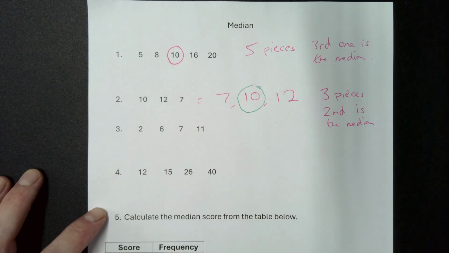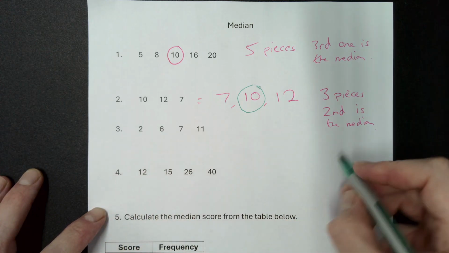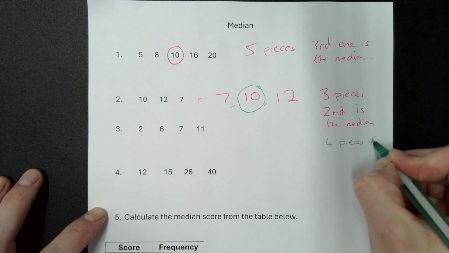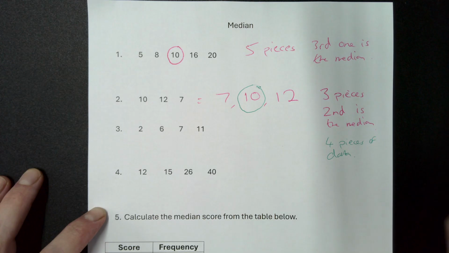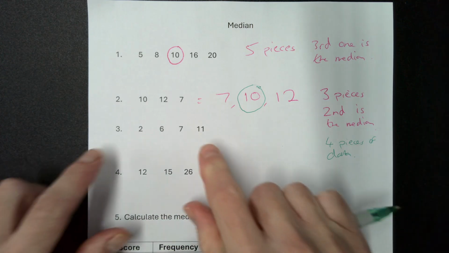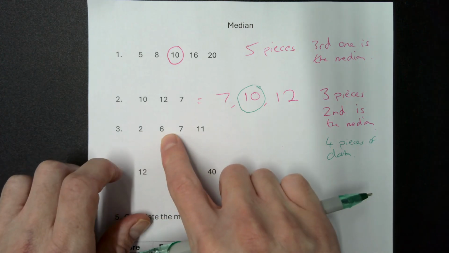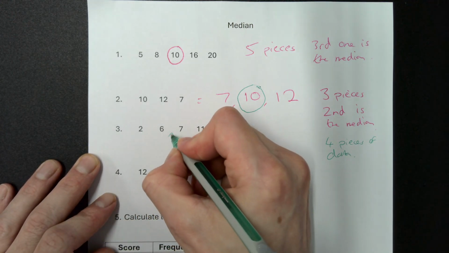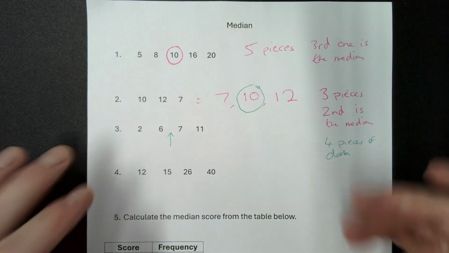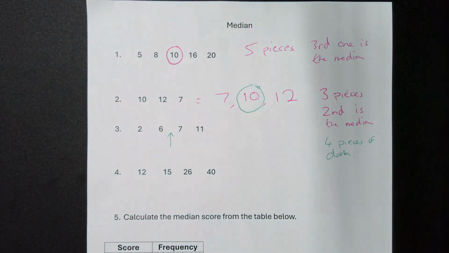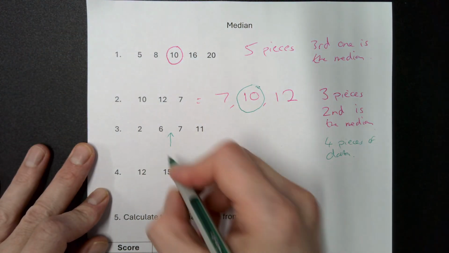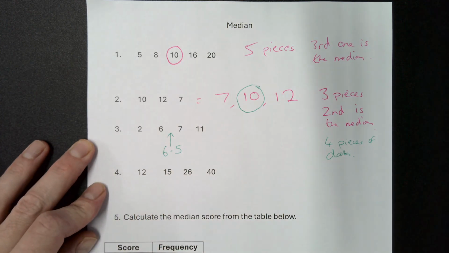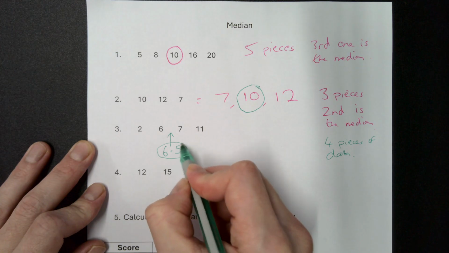Okay, question number 3, we've got 4 scores this time. So that's 4 pieces of data. Now, if you count in 1, 2, there's nothing in the middle. So we're looking at what's in the middle of 6 and 7. In the middle of 6 and 7 is 6.5. So 6.5 is the median.